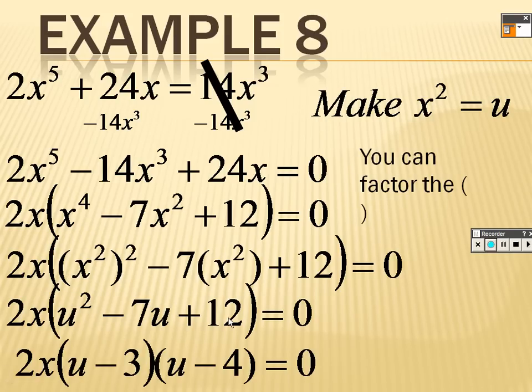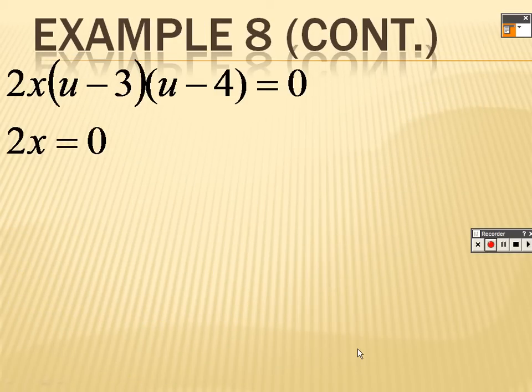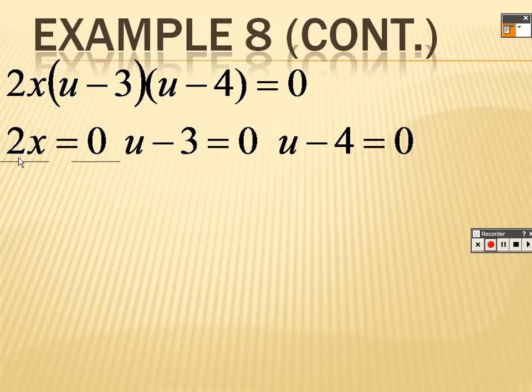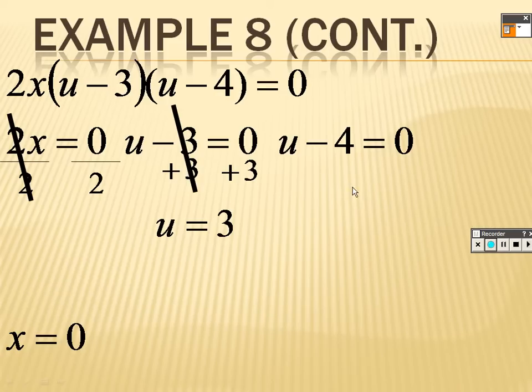So I'm trying to see what works that I can factor this into. Negative 3 times negative 4 is 12. Negative 3 plus negative 4 is negative 7. So those are my factors. So when I go and separate this to solve, that equals 0, that equals 0, and that equals 0. So that's simple. I divide them all by 2, and I get x equals 0. Over here, I add 3 to both sides. I get u equals 3. Over here, I add 4 to both sides. I get u equals 4.